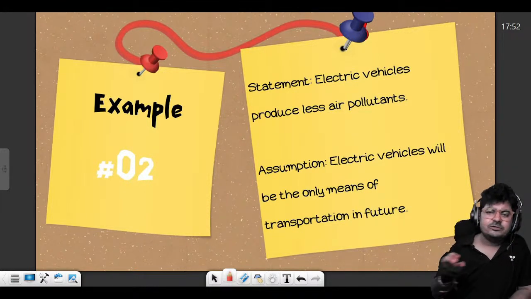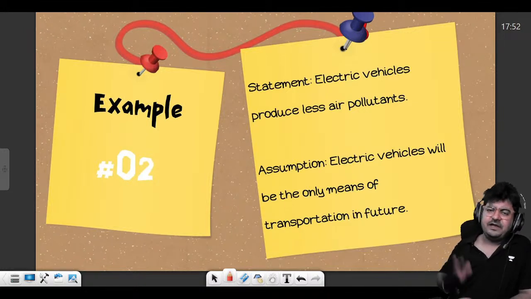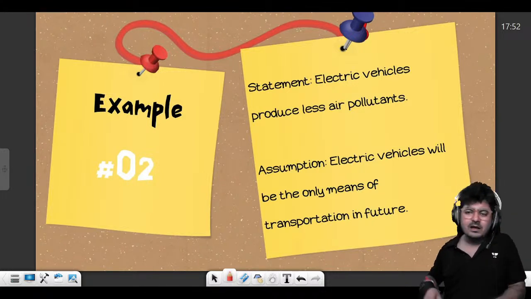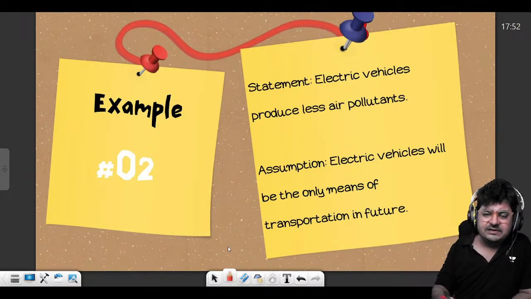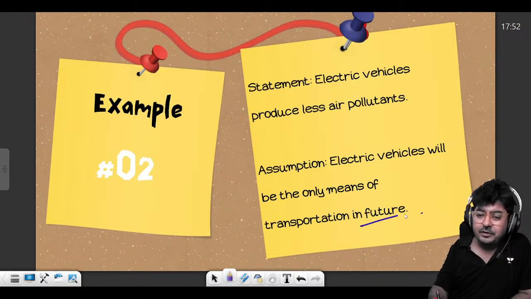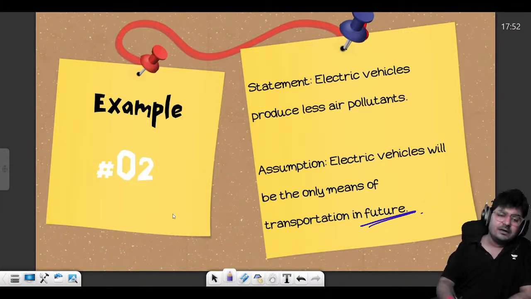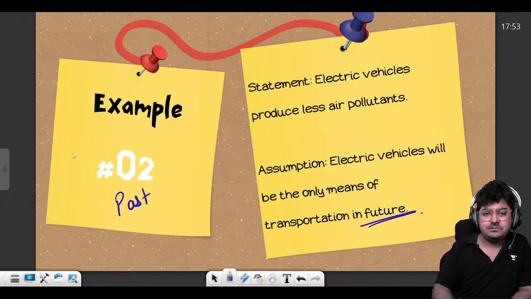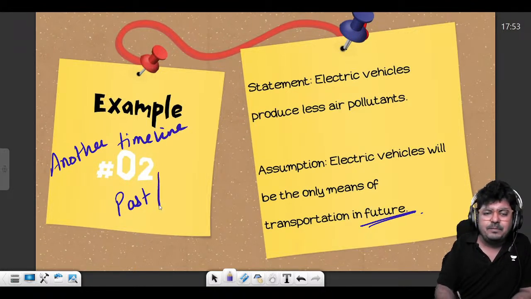Next example. Electric vehicles produce less air pollutants. Okay, assumption: electric vehicles will be the only means of transportation in future. Future. Arey bhai. Remember this, whenever the assumption is based on another timeline, another timeline means past or future, they are shifting the timeline.